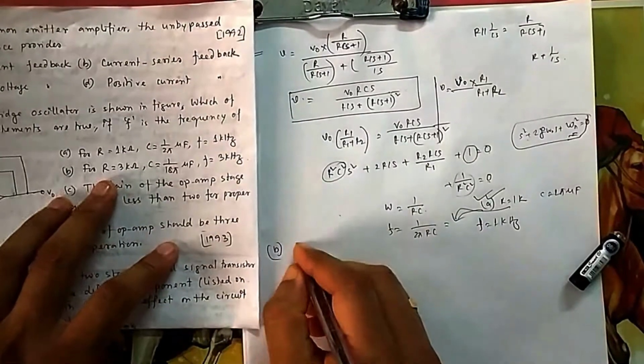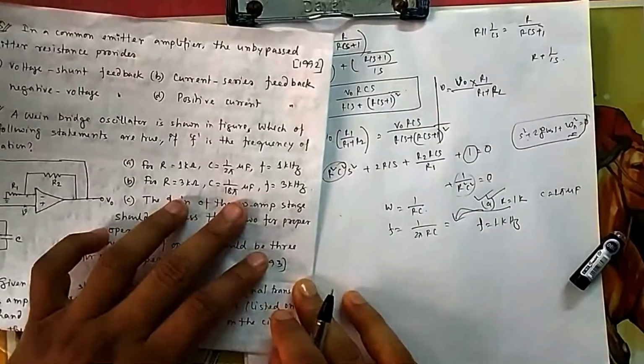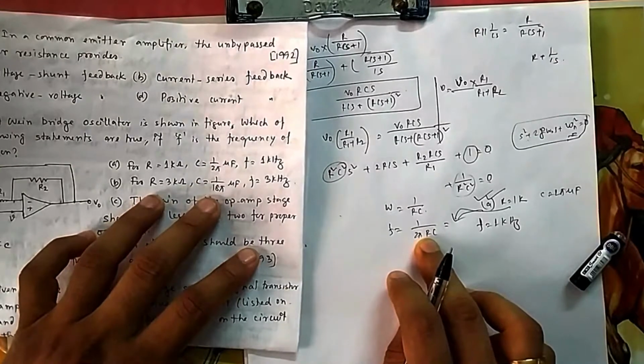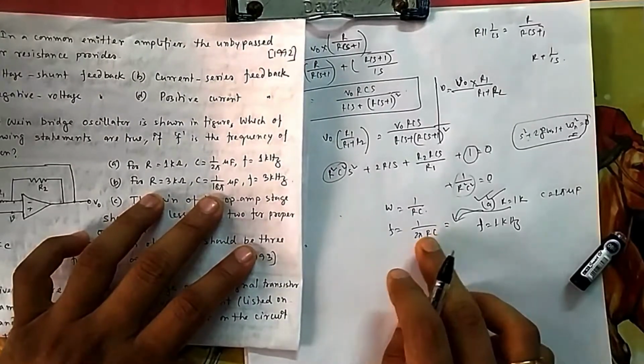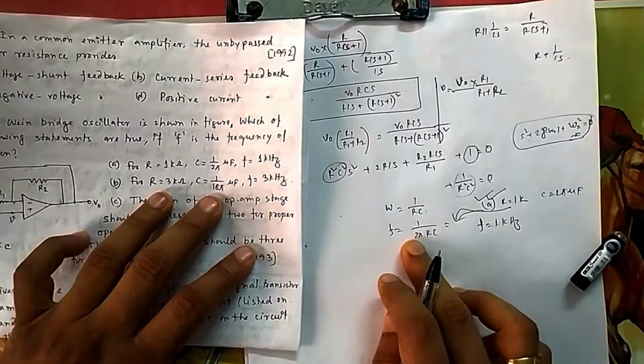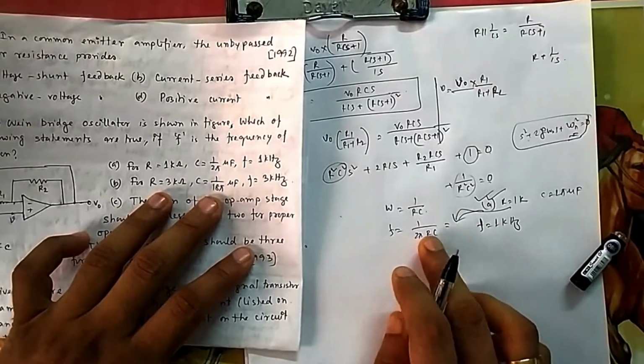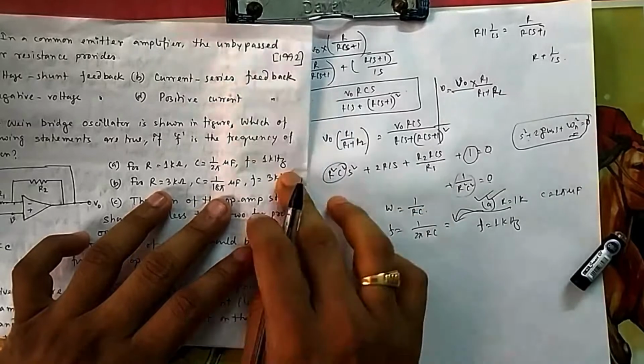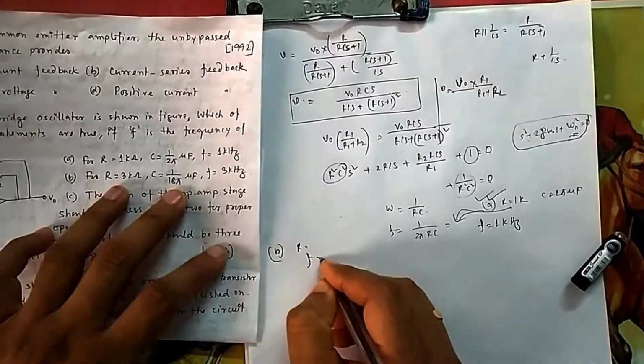If you put here R equal to 3, you can see here, if you put 3 and 1 by 18, then pi will get cancelled, then 3 will be left. 3 twos are 6, 18 threes. So you will get 3. F is equal to again 3 kilohertz.